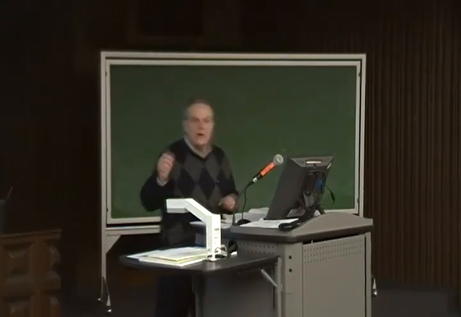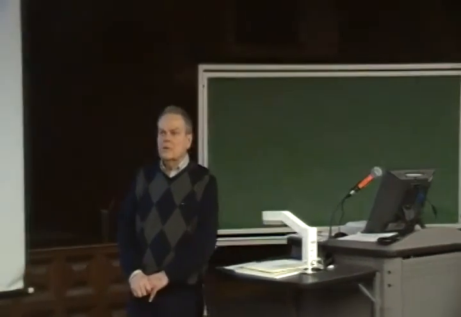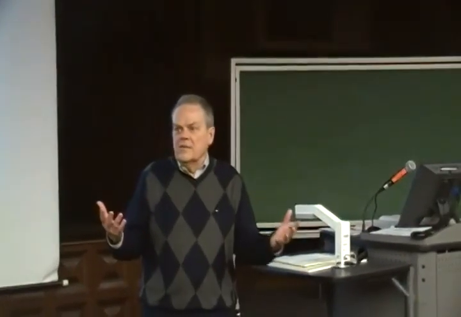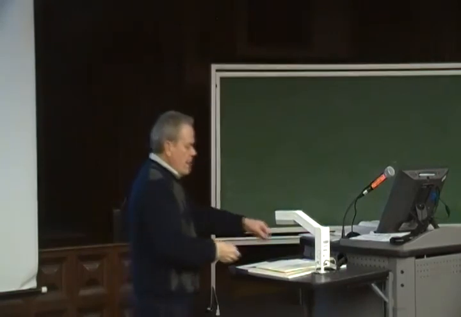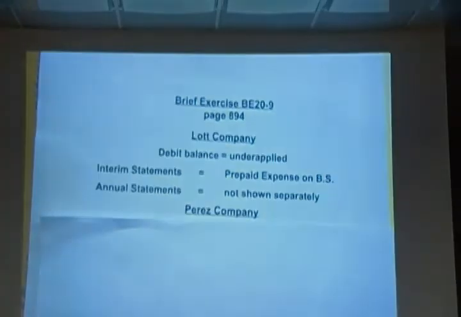Read the problem with me. This is brief exercise 20-9. It says L company, skip down to the question. Prepare the adjusting entry for each company at December 31st. Here's the phrase I want you to hear. Assuming the adjustment is made to cost of goods sold. What are they saying there? This is small or large? Small. It's small. If it's small, most of the things you produced are moved on to cost of goods sold anyway. Just put it in cost of goods sold.